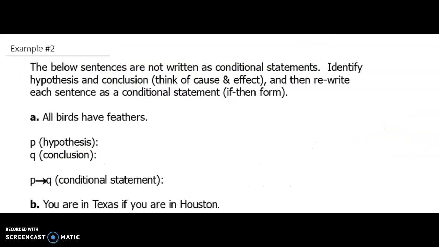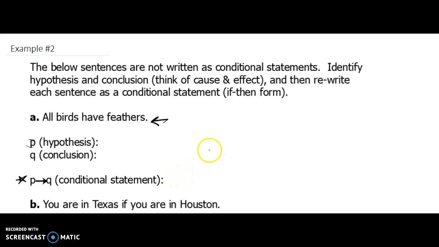All right, let's look at example 2. The sentences below are not written as conditional statements, but we want to write them as conditional statements. If we look at this right here, it says all birds have feathers. So we want to separate this into 2 declarative statements and write it in if-then form. At least for me, sometimes I think that finding the if P then Q is easier than just finding the P and the Q.